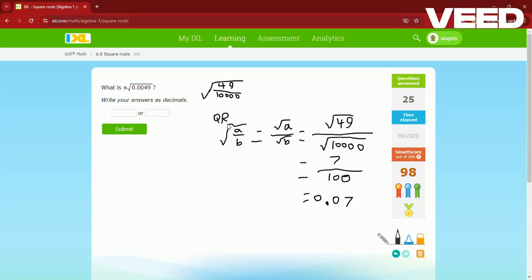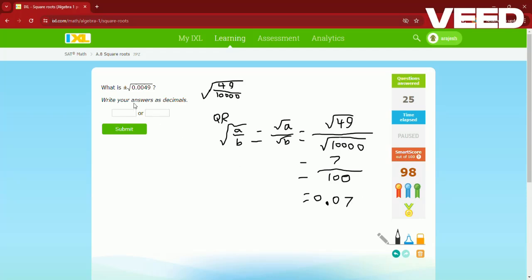There's QR, which means quotient rule for radicals, and I'll explain that in the description when I upload it to YouTube. It may discombobulate you, but bear with me. If the square root of a over b is equal to the square root of a over the square root of b, then in this scenario, the square root of 49 over the square root of 10,000 will be equal to 7 over 100.